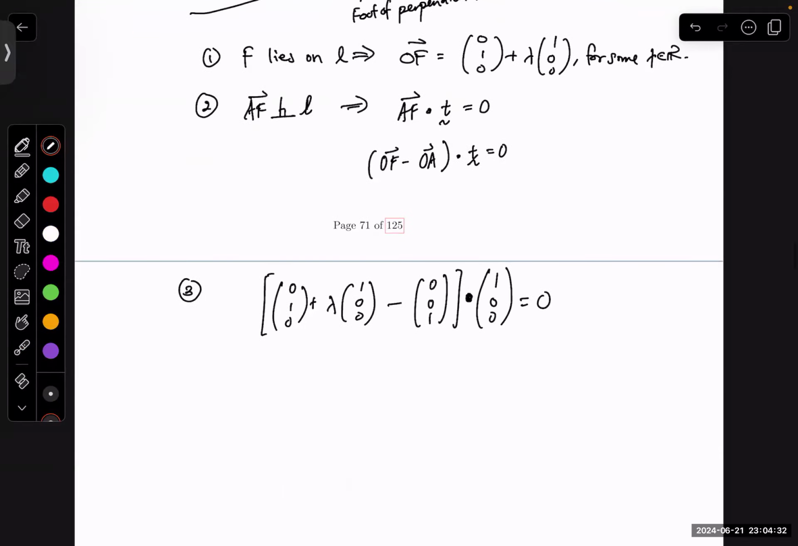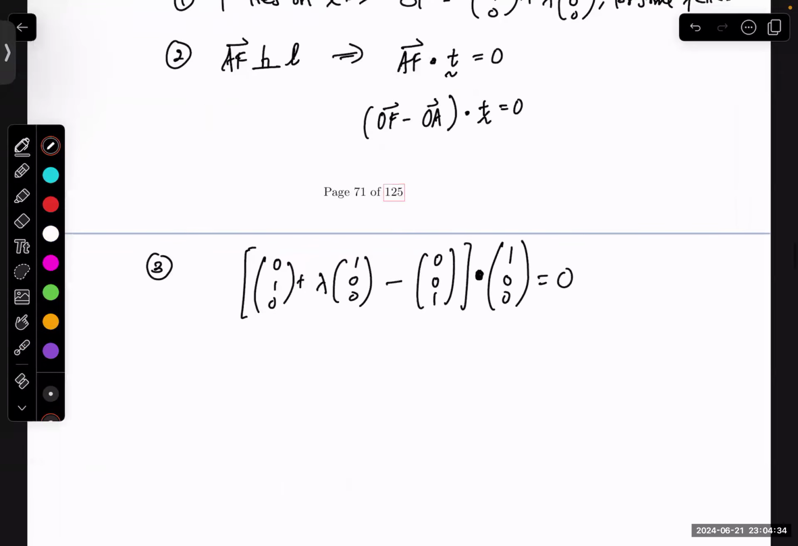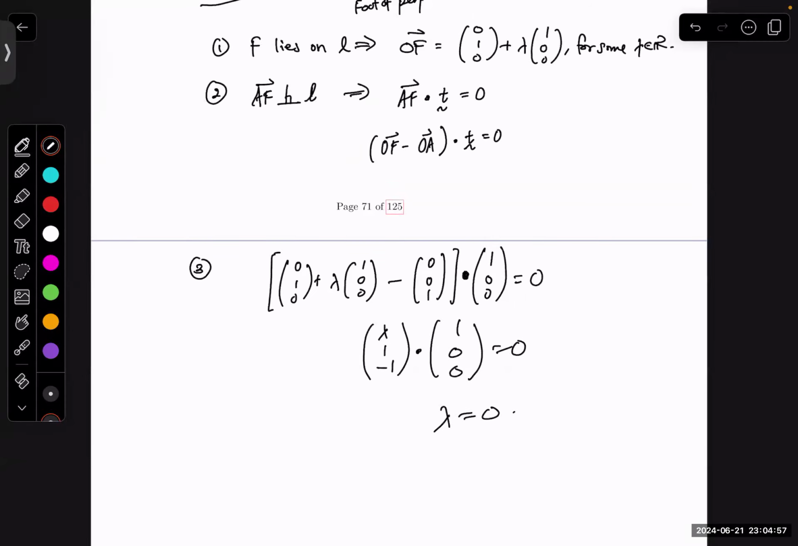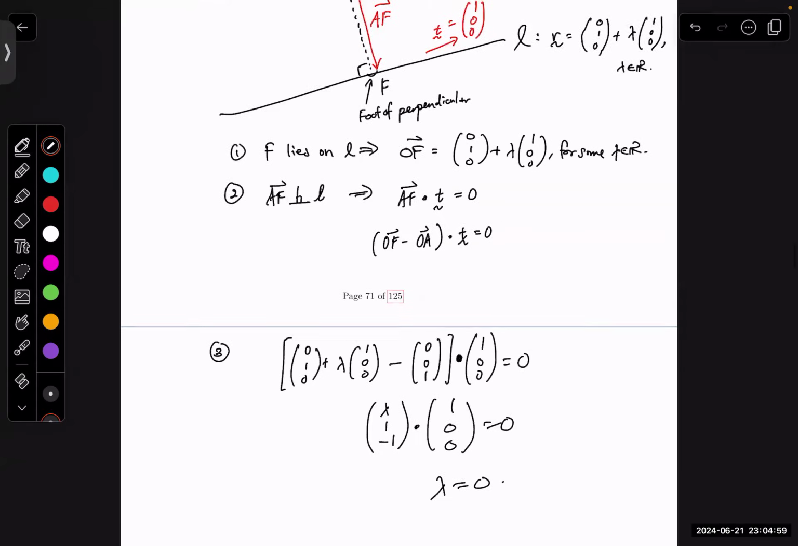So let's write it out. Hopefully nothing goes wrong. Over here, this is lambda times (1, 0, 0) dot (1, 0, 0), and this is negative 1 dot (1, 0, 0). So lambda equals 0. In this case, it's because the numbers I picked are nonsense numbers.